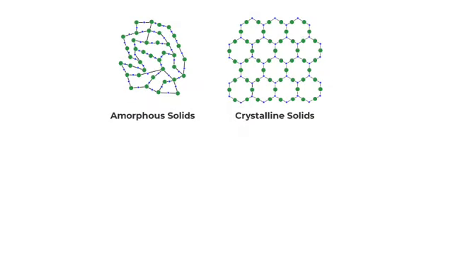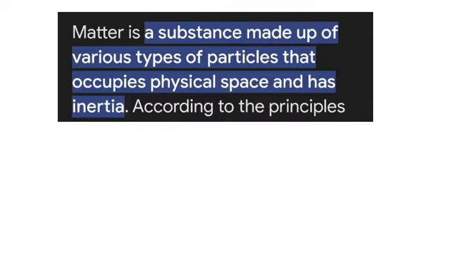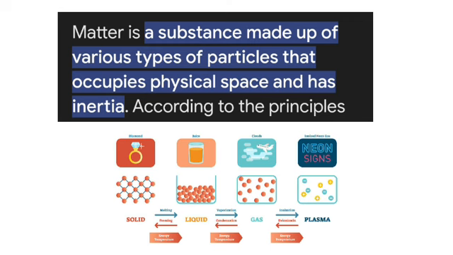So in semiconductor physics, first of all, we're gonna see the classification of matter based on their states. Before we get to the classification of matter, let's see what is meant by matter. In simple words, matter is a substance made up of various particles that occupies physical space and must have inertia. So this is called the definition of matter.